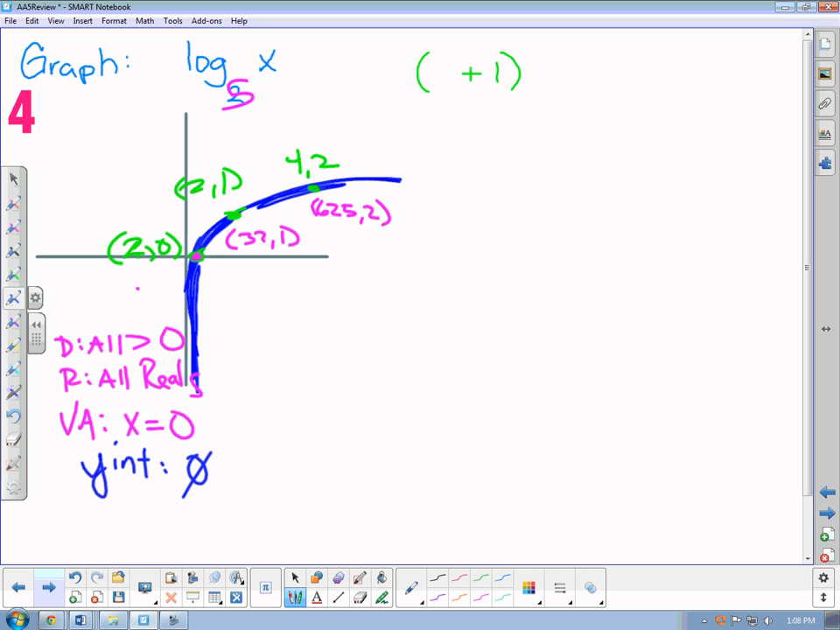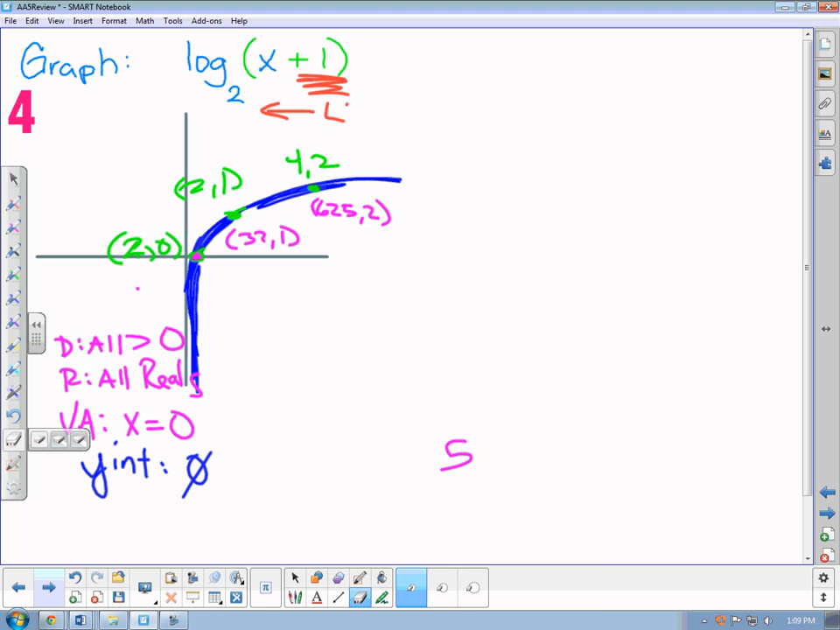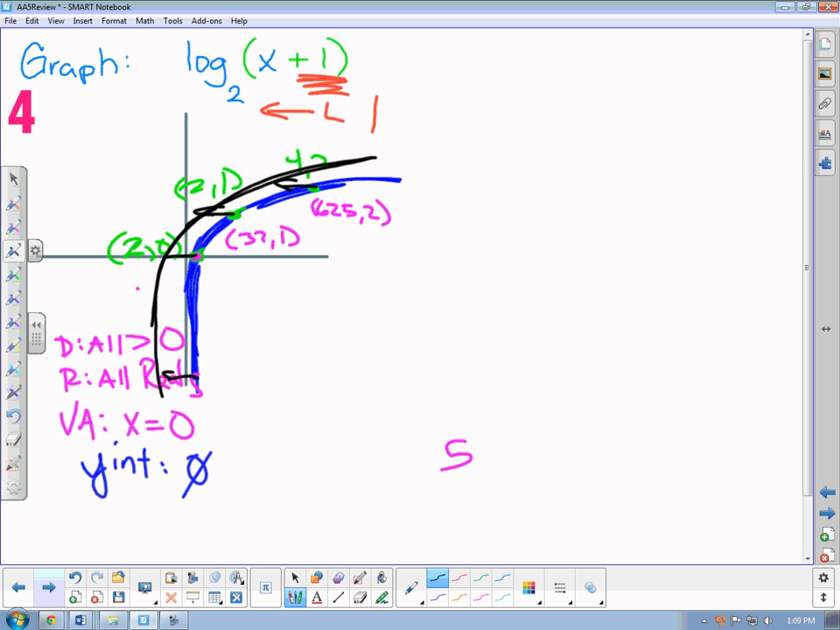Oh, we didn't talk about that even with this one. If we bring this back into it, and now it is log base 2 of x plus 1. What does the plus 1 do for a graph? It shifts it left 1. And so you just have to take those points and move them that way, one spot. And then everything else would be the same.